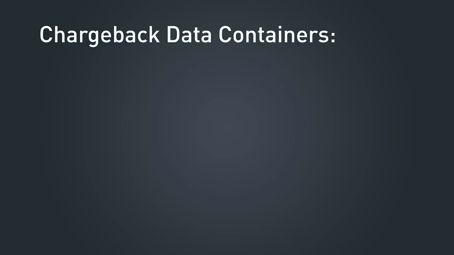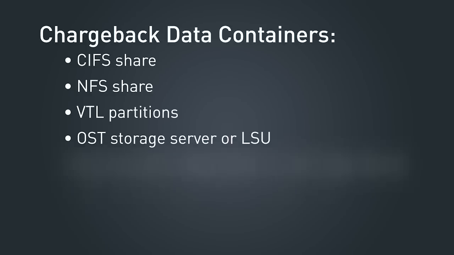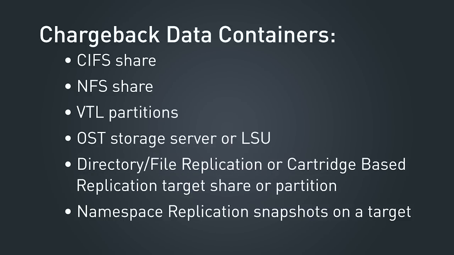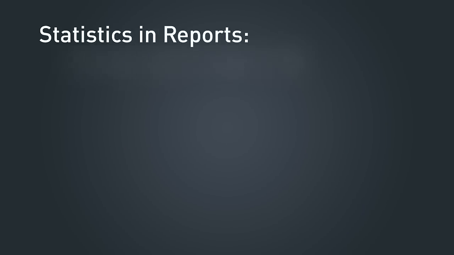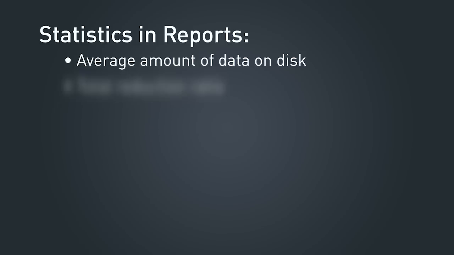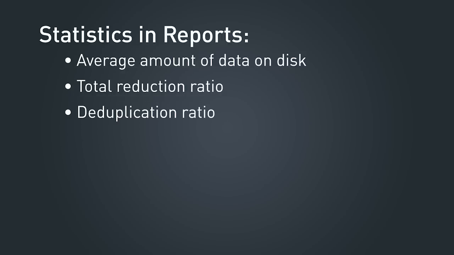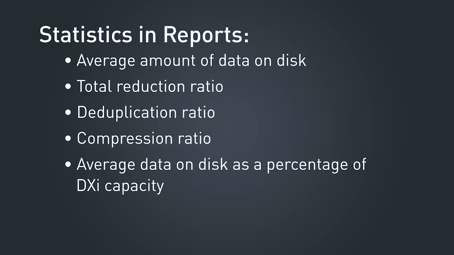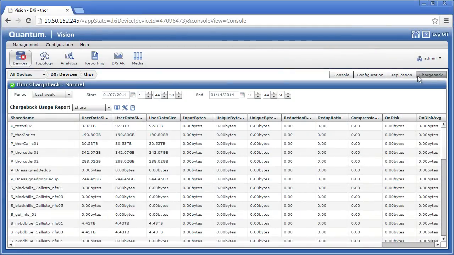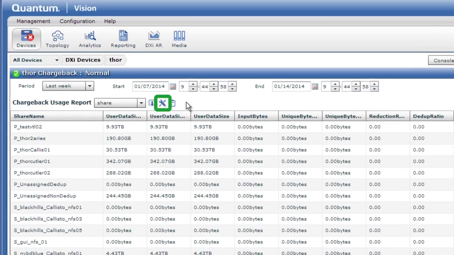For Chargeback Reports, the word share is used generically and can mean any of these types of data containers. For a time interval that you specify, the statistics in the reports are average amount of data on disk, total reduction ratio, deduplication ratio, compression ratio, average data on disk as a percentage of the DXi capacity. In the chargeback table, you can sort on a column by clicking the header, and you can configure the columns in the same way as any other Vision table that displays this icon.